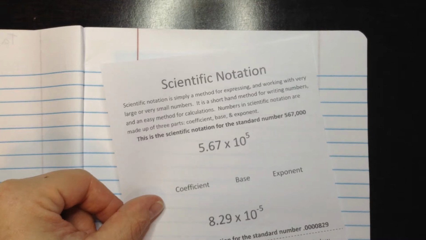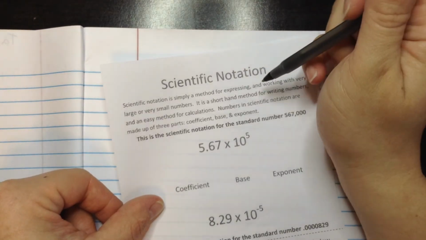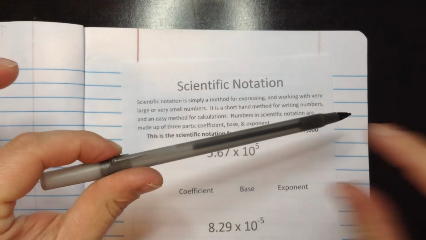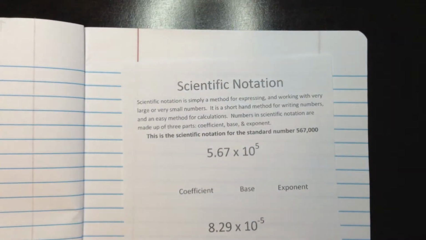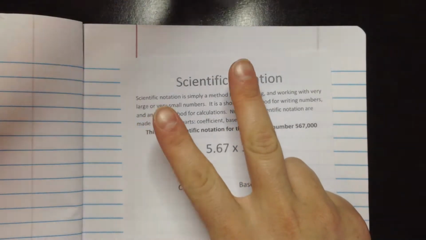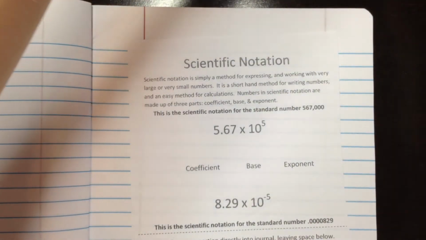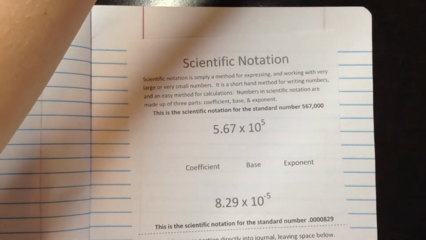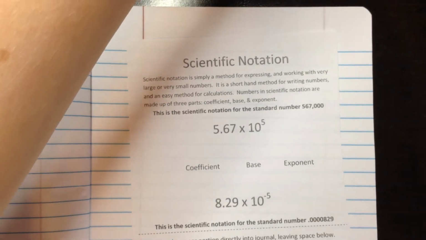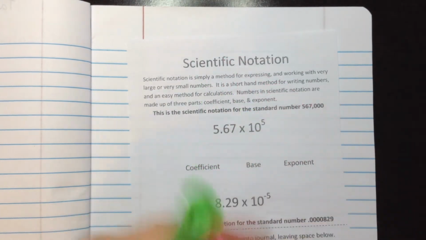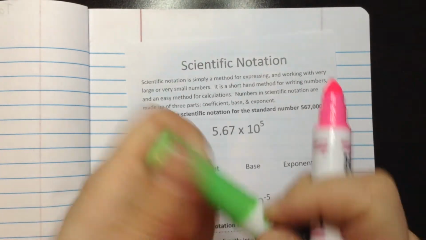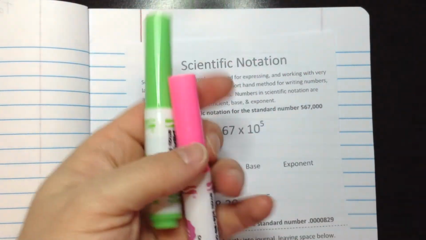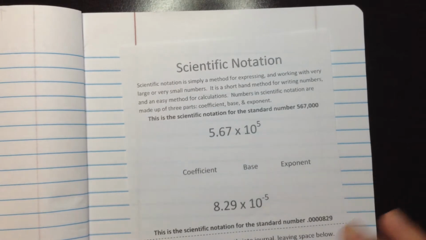The first journal entry we're going to be doing this semester is scientific notation. You should have picked up this paper when you walked in the door. You should have something to write with. You need scissors, you need glue, and you need two highlighter colors, two different colors. I'm going to be working with a neon green and a pink. Make sure they work. So that's the supplies you need before you get started.